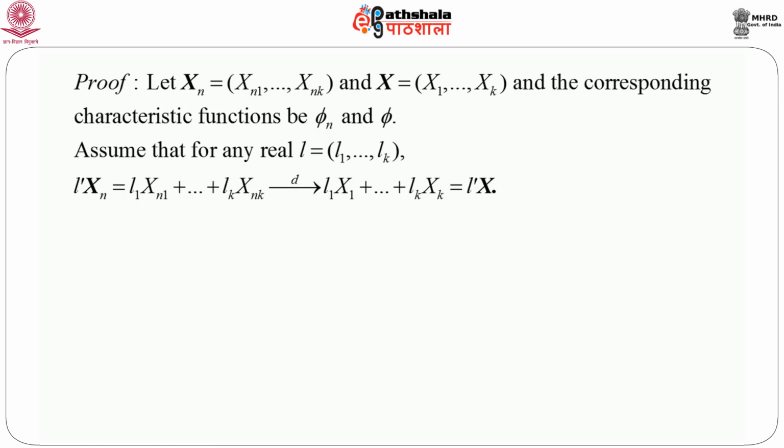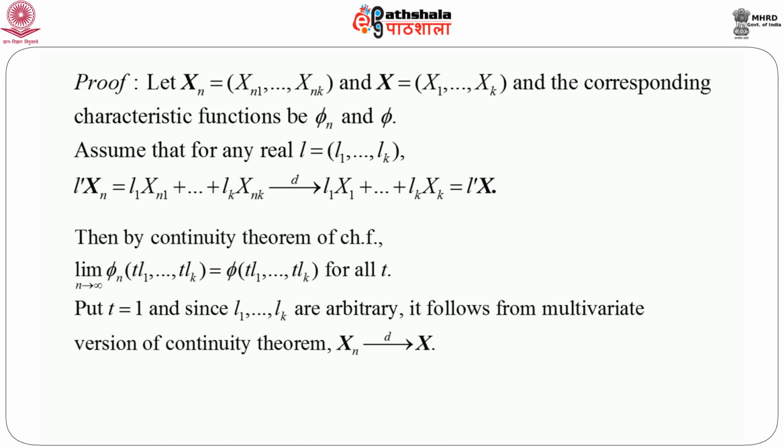Now, choose any real vector L having components L 1, L 2, up to L k. Then L prime x n is naturally L 1 x n 1 plus up to L k x n k. Now, this converges in distribution to L 1 x 1 plus L 2 x 2 plus up to L k x k, which equals L prime x. So, first we are assuming that the central limit theorem holds with respect to the univariate random variables.